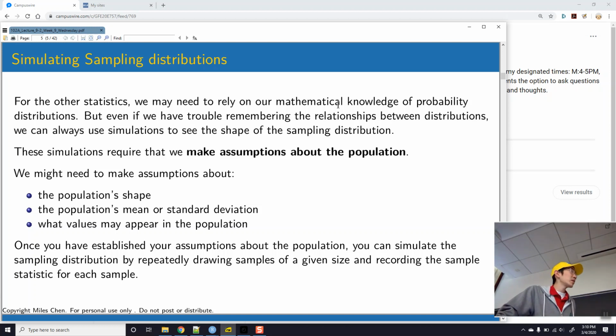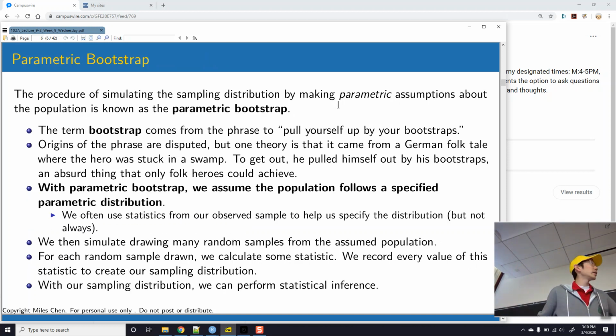And so things that you might make assumptions about the population are going to be things like the shape of the population, or the population's mean and standard deviation, or the values that appear in the population. These are all different things that you might assume about the population, right? And so make these explicit, and once you have established these assumptions, then you can generate your sampling distribution by repeatedly drawing samples. All right, and so if the assumptions about the population you're willing to make are parametric assumptions, then we are doing something called parametric bootstrap, okay?